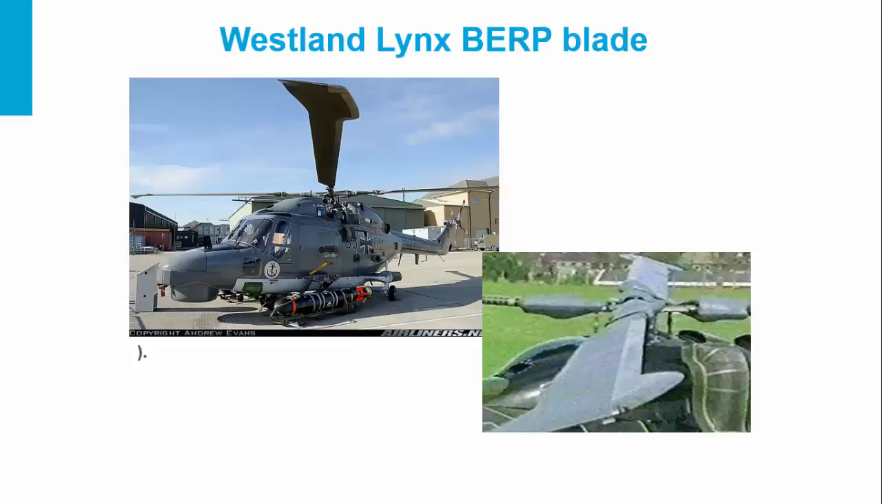The Westland Lynx, the blades were also aerodynamically designed. And in fact, the combination of this hingeless rotor hub and the advanced composite blades gave the Westland Lynx the absolute speed record for helicopters, which is approximately 400 kilometers per hour. The blades were the so-called BERP blades, which I will mention later, the British Experimental Rotor Programme.